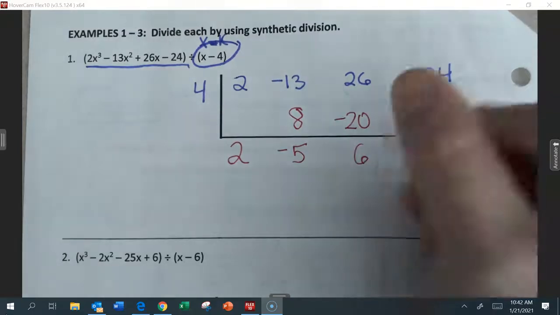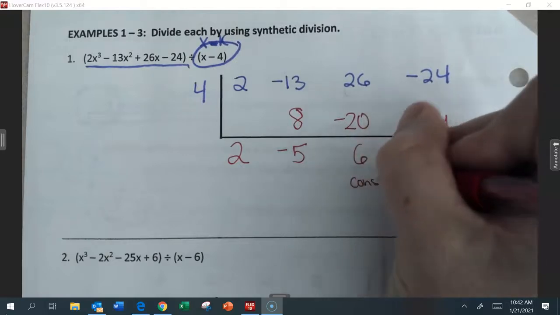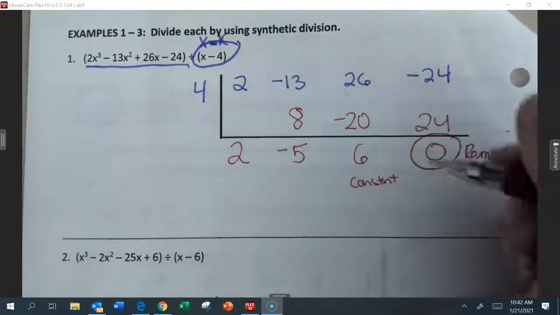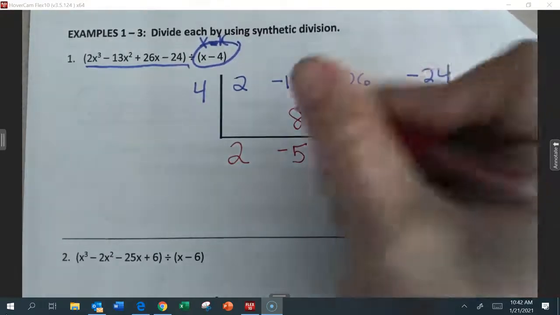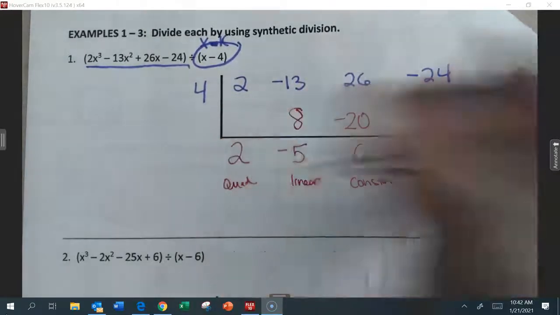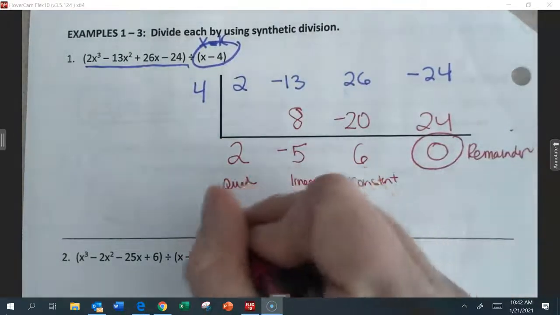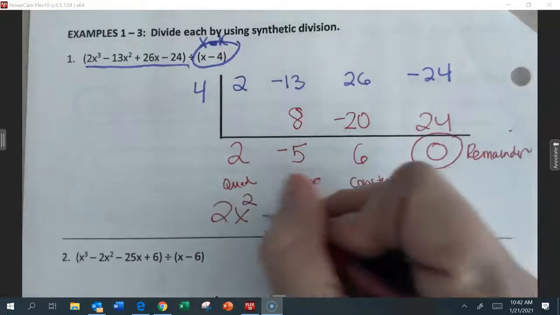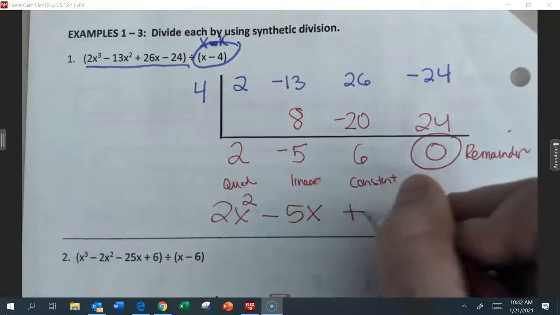The constant. So the way that you work backwards is you work backwards in a polynomial. You have the constant at the end, then you have the linear term, then you have the quadratic term. So your answer would be 2x to the second minus 5x plus 6.